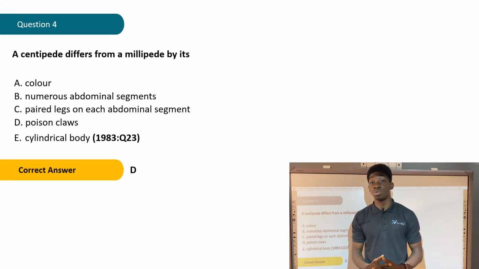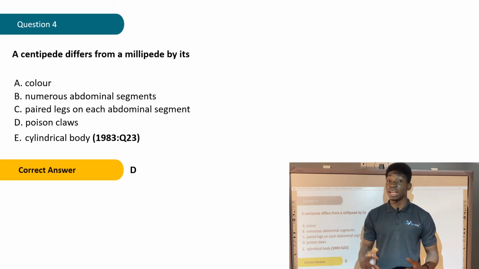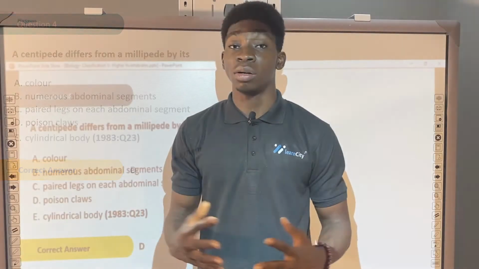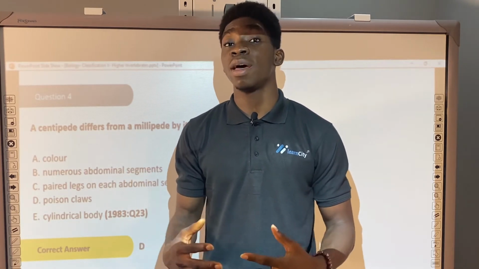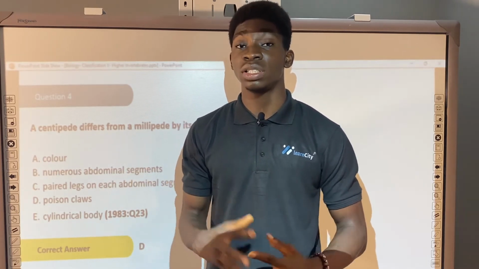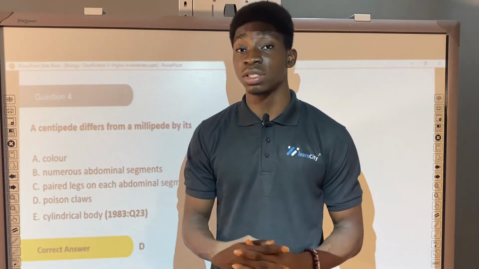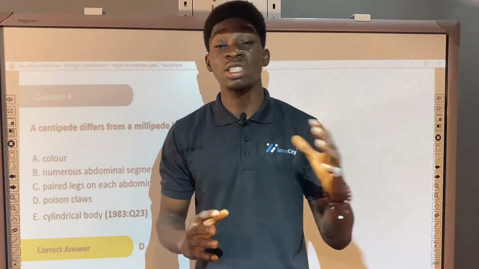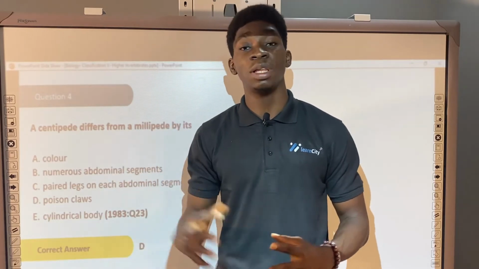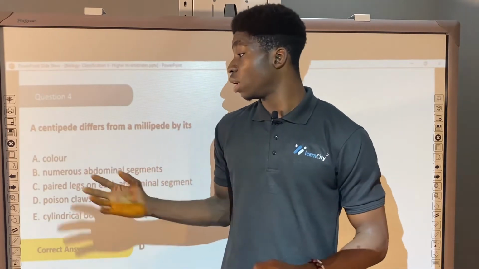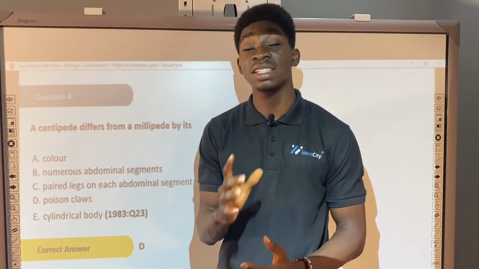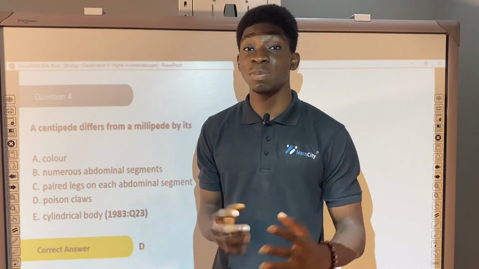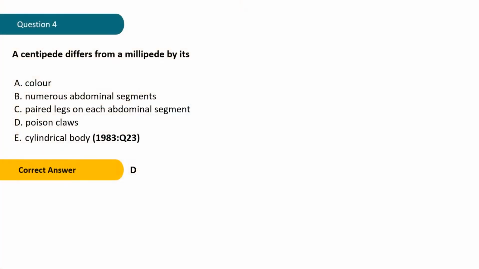They both have numerous abdominal segments. They both have paired legs on each abdominal segment, though that of the centipede is less than that of the millipede. The millipede has more legs paired on each abdominal segment, but they both have legs paired on each abdominal segment. The major difference is a centipede has poison claws, while a millipede does not have poison claws. A millipede has a cylindrical body. A centipede has a flat body, but the question is particularly asking us which one does a centipede have that a millipede does not have? And the answer is D, poison claws.